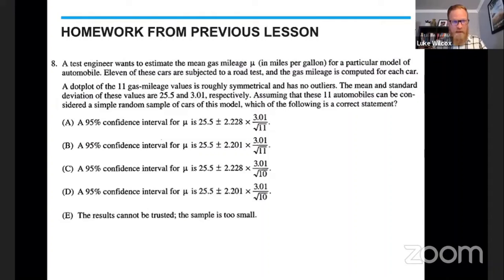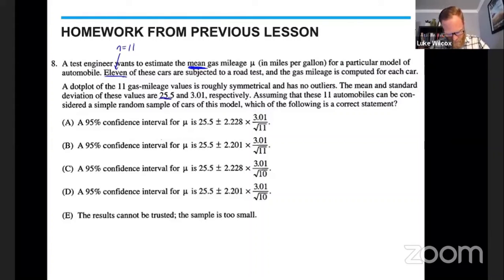It says a test engineer wants to estimate the mean gas mileage. So right away, I know that I'm trying to estimate a mean rather than a proportion, in miles per gallon for a particular model of automobile. 11 of these cars, okay? Sounds like our sample size is 11 here, are subjected to a road test, and the gas mileage is computed for each car. A dot plot of the 11 gas mileage values is roughly symmetric and has no outliers. The mean and the standard deviation of these values are 25.5 and 3.01.